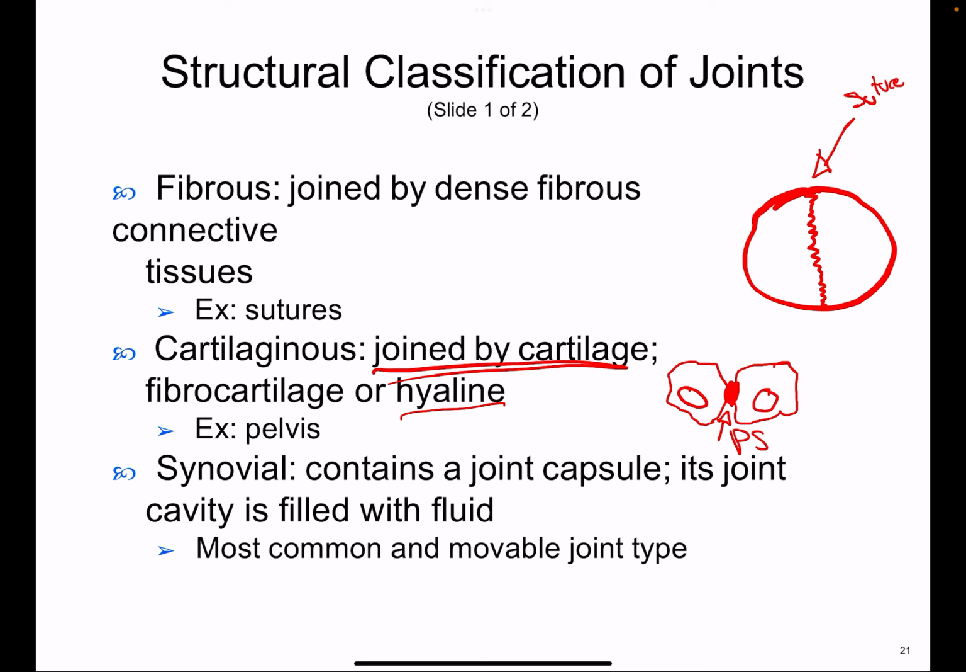And now synovial joints are going to be joined by a joint capsule, and that joint capsule is going to have my favorite thing in the world, synovial fluid. And this is the most common and movable type of joint. So for instance, right, we think of a ball and socket joint, right, in there you're going to have that synovial membrane.